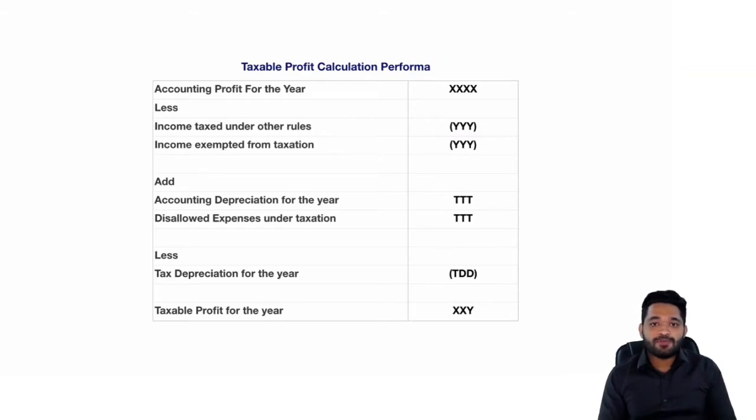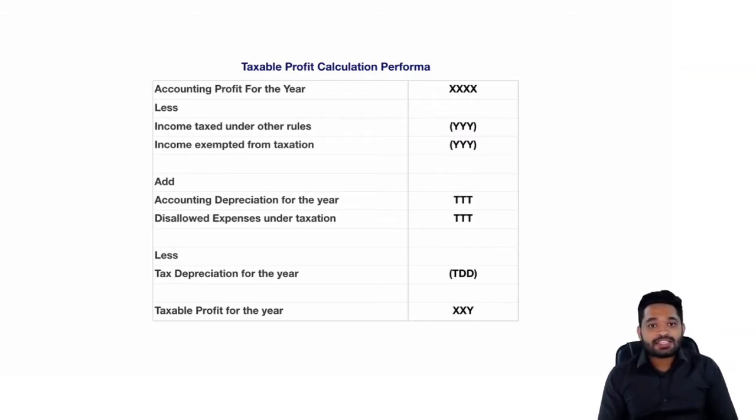Now, we would be doing different adjustments to our profit before tax according to the tax jurisdictions to arrive at the taxable profit. First, we would remove any income that is taxed under another rule. Then we would remove any income that is exempted from taxation. Later on, we will be adjusting some expenses. The accounting depreciation is not allowed for tax purposes. Therefore, we will be adding back the accounting depreciation for the year.